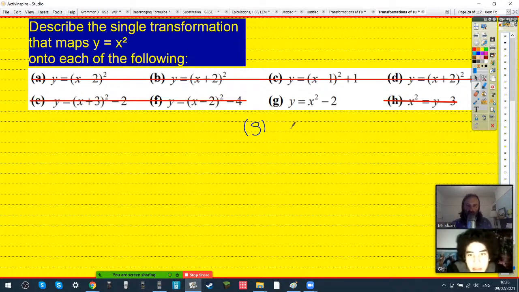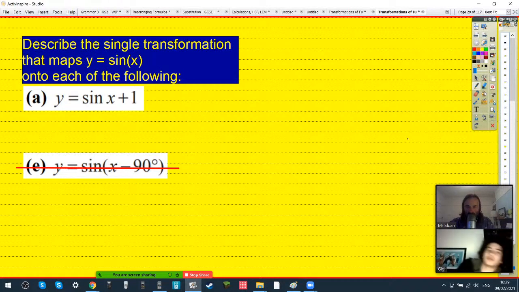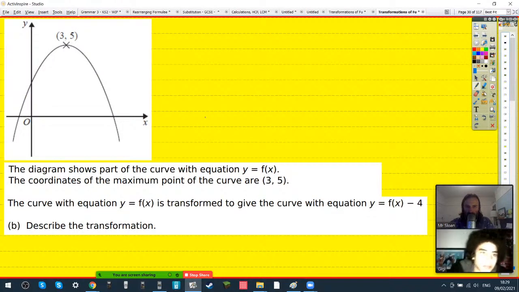Would be y equals x squared minus 2. So what is the difference? Like what? Describe the transformation. It moves down by 2. And how would you say that? Translated by the vector 0 minus 2. Great. 0 minus 2. How about this one? 0 plus 1. Yeah, and it's all translation. All right. How about this one?